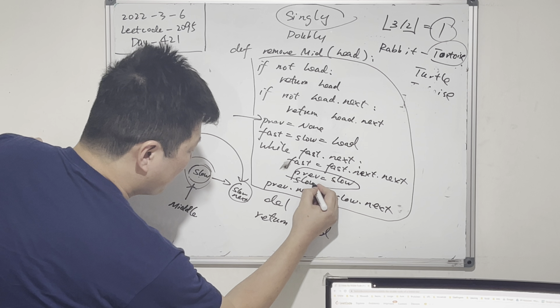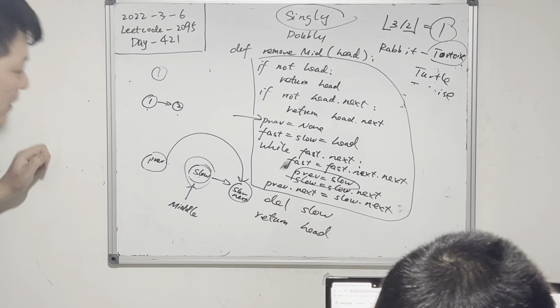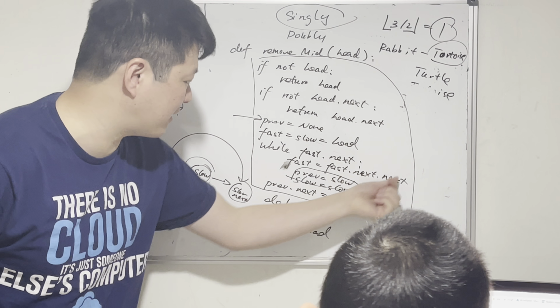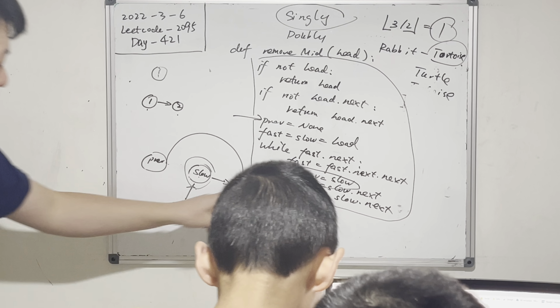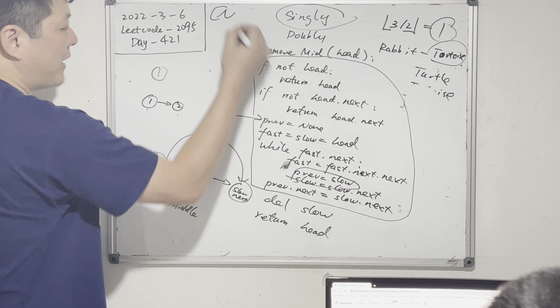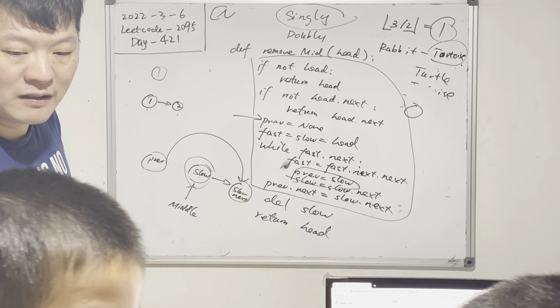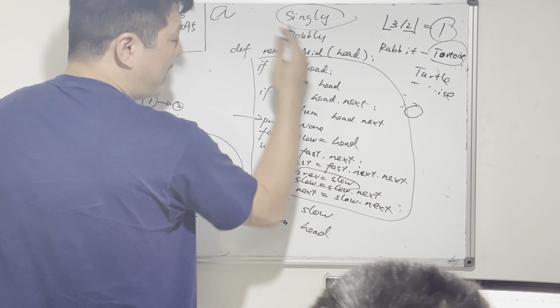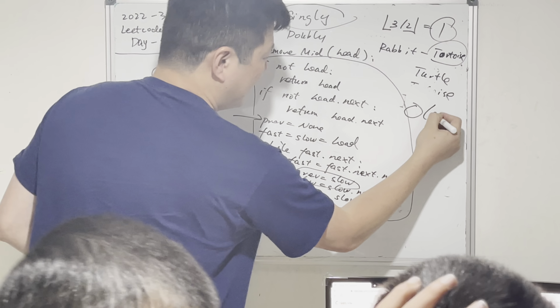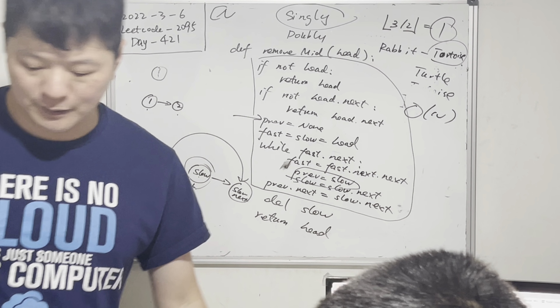Then slow equals slow.next, we need to move. Fast equals fast.next.next. And then we delete it and return it. That'll be it. The time complexity, if we have n nodes, is O(n), since we traverse the n nodes of the list once. The space complexity: we're not using any additional space. Instead, we remove one node.